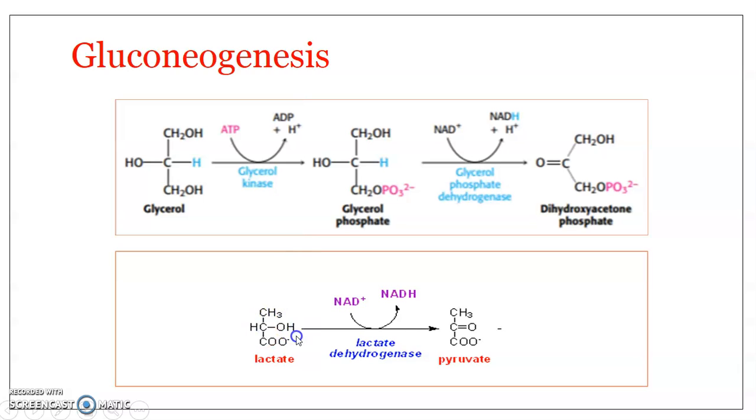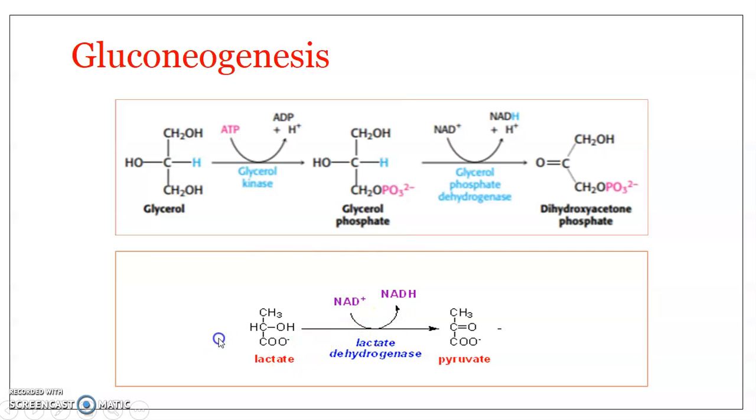And this lactate has to be converted back to pyruvate for further metabolism. This particular reaction will regenerate the pyruvate that can enter gluconeogenesis to form glucose later. So how does it happen? The lactate undergoes oxidation to produce pyruvic acid or pyruvate with the help of the enzyme lactate dehydrogenase utilizing NAD+. NAD+ gets reduced to NADH during this process.